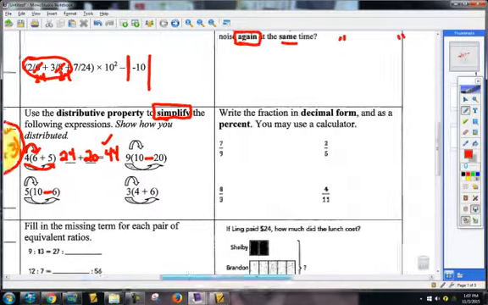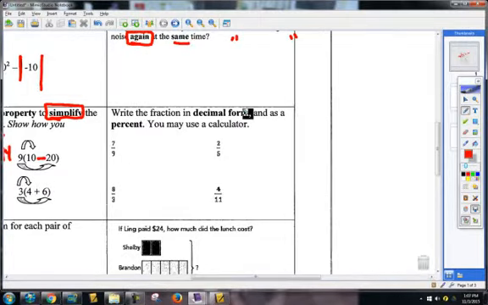Okay? Next one. This is one I'm going to take a little bit of time on. Now if we ever want to turn any fraction into a decimal, we know that all fractions are division problems. You've heard me say that 100,000 times this year so far. All fractions are division problems. So that is just the problem right there, 7 divided by 9. So you can use your calculator, as it says here.